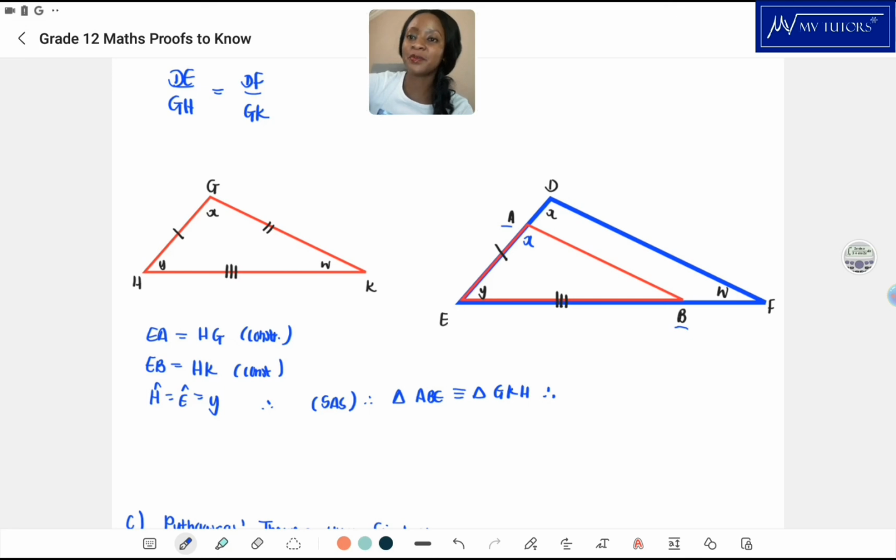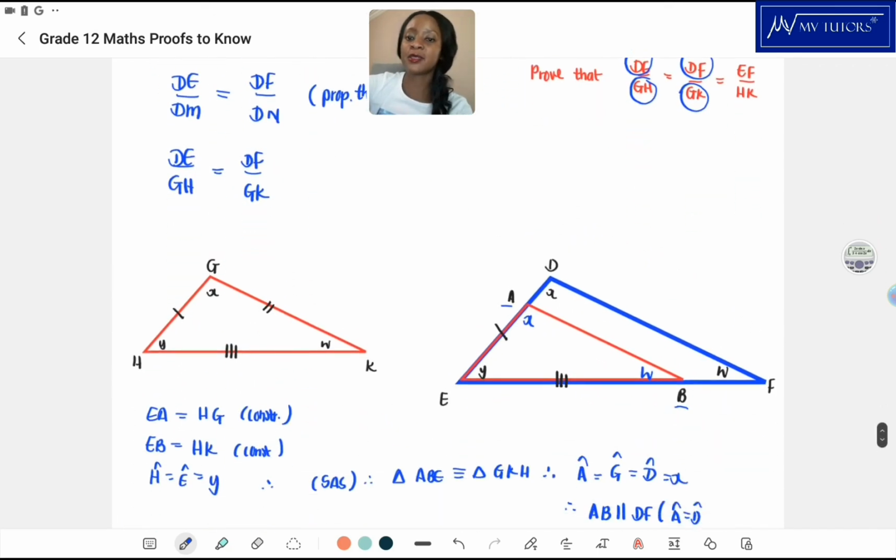Yeah, I could say A is equal to X, B is equal to W. So therefore, I could say that A is equal to G, or G is equal to A, which is equal to D, which is equal to X, because we've shown congruency. And therefore we can then say that AB is parallel to DF, and that is due to A being equal to D. How did we write it there? Yes, corresponding angles.